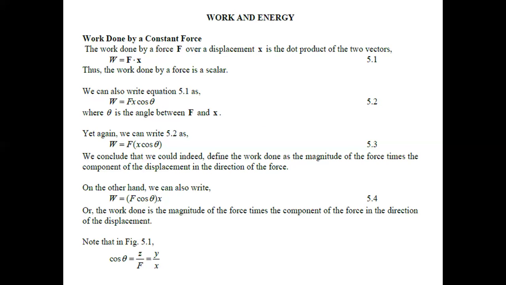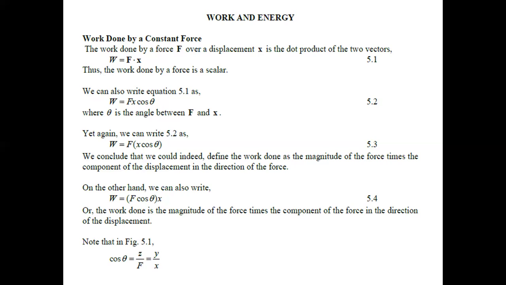We can also write equation 5.1 as W equals F X cos theta, where theta is the angle between F and X. We conclude that we could indeed define the work done as the magnitude of the force times the component of the displacement in the direction of the force. We are rather unfamiliar with that one. The one you are more familiar with is the next one: force times distance moved in the direction of the force. On the other hand, this is the one you're not familiar with.